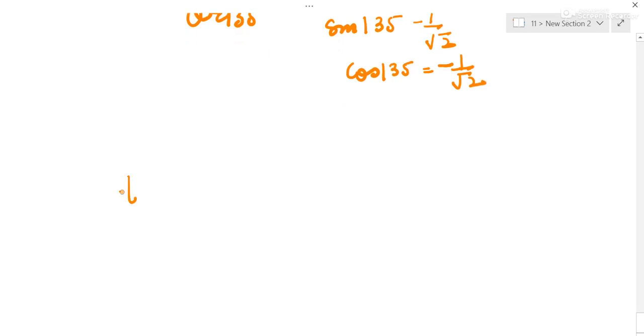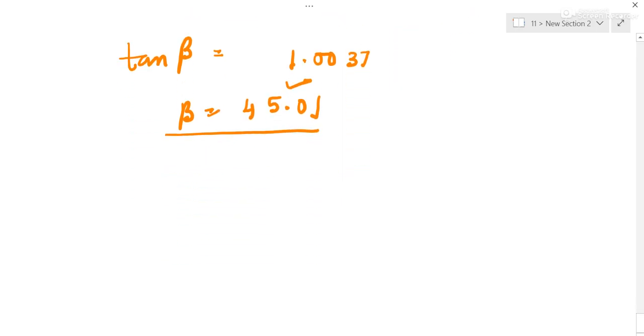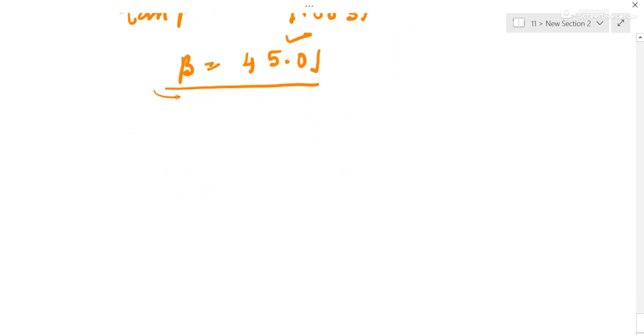So tangent beta will come, when you substitute, as something around 1.0037 actually. So that means beta is, 1 is for 45, so beta is approximately 45 point something. Okay, beta is this much. So what is beta? Beta is the direction along which the flag is fluttering.